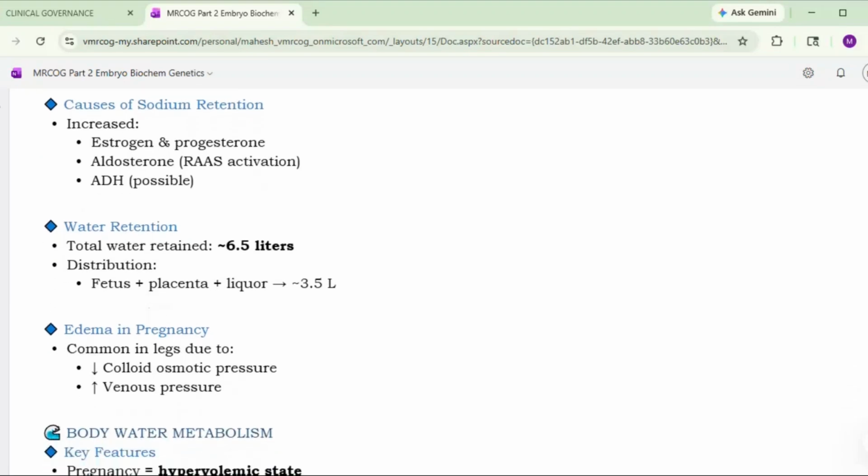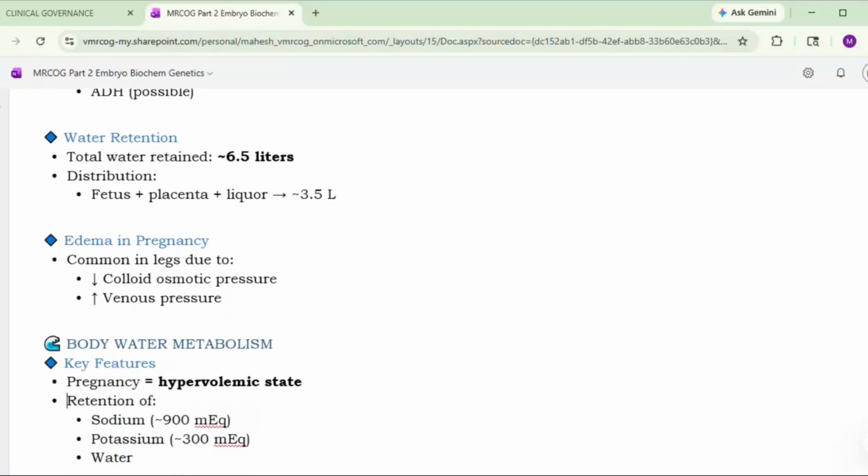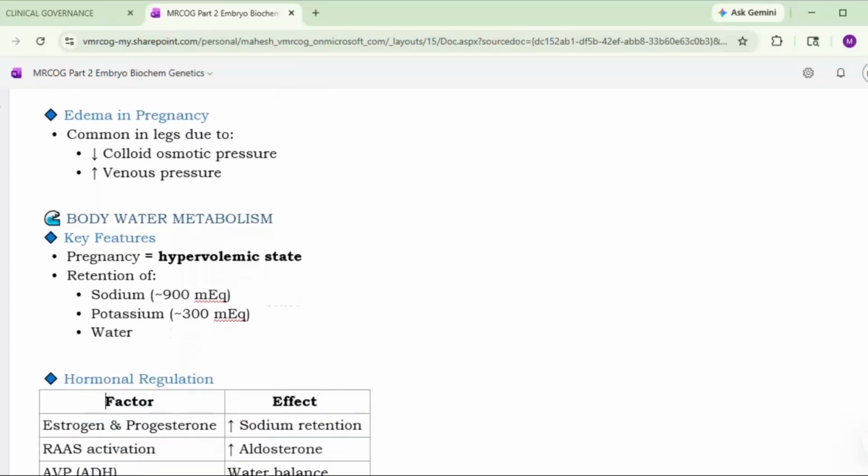Then there is water retention. Total water retained is around 6.5 liters. The distribution of the water in the fetus, placenta, and liquor will form around 3.5 liters of the water. There is edema in pregnancy, commonly seen in the legs. This is due to the decrease in the colloid osmotic pressure and the increased venous pressure. This we will see subsequently in the discussion. There is a decrease in the colloid osmotic pressure and an increase in the venous pressure, especially the lower limb pressure, around 100 centimeters of water in the standing position. That also we will see subsequently.